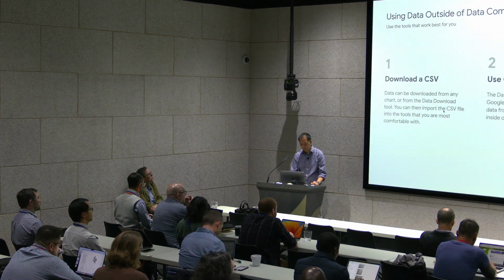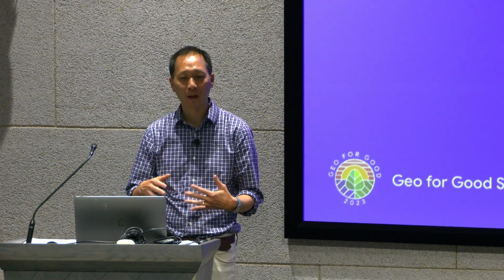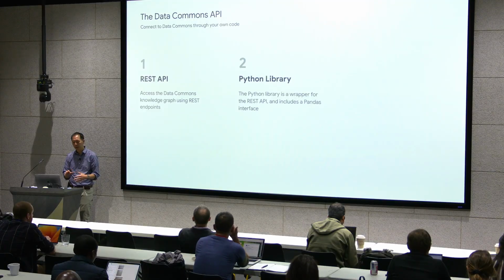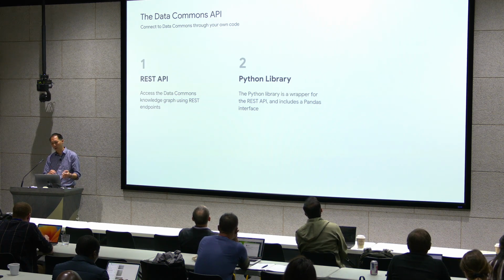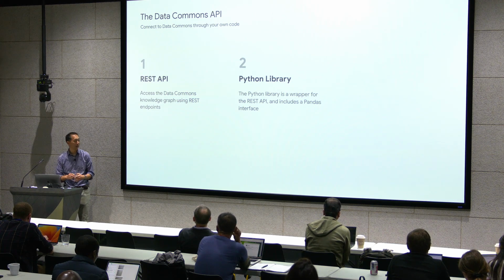Are there any developers in the room here? Raise your hand. Great, okay. And you all are probably wanting to cut to the chase and figure out how you can use Data Commons in your own code. So let's talk about the Data Commons API. There are two ways of accessing the Data Commons API. One is through the REST API interface, and the other way is through a Python library.